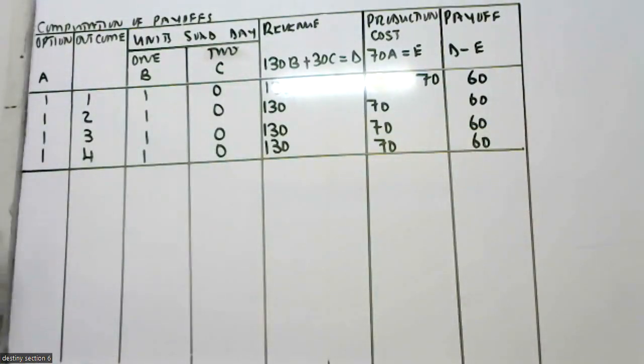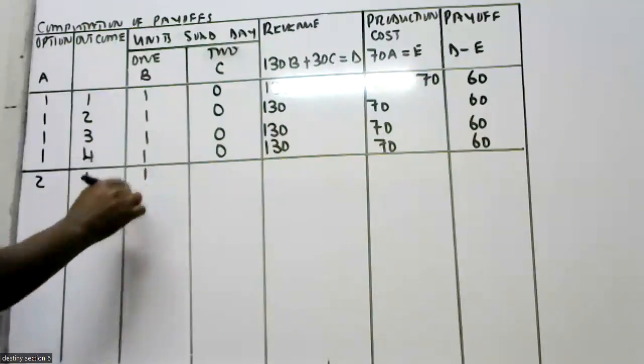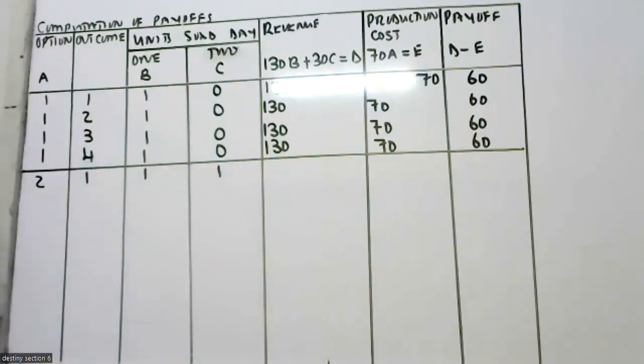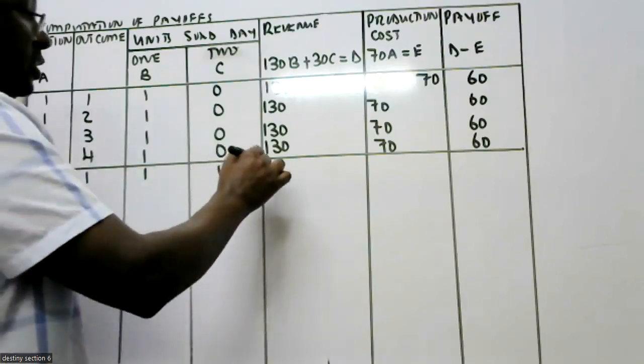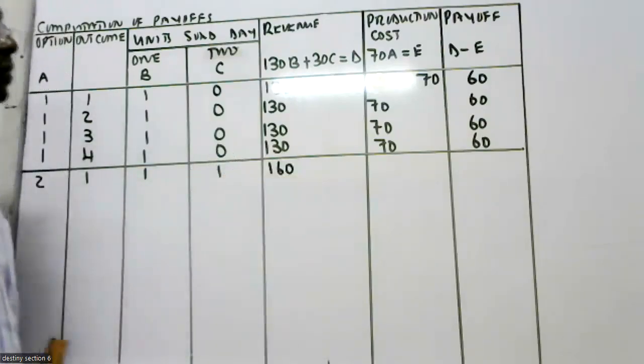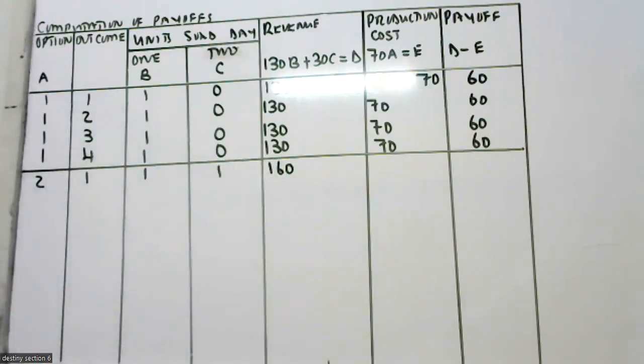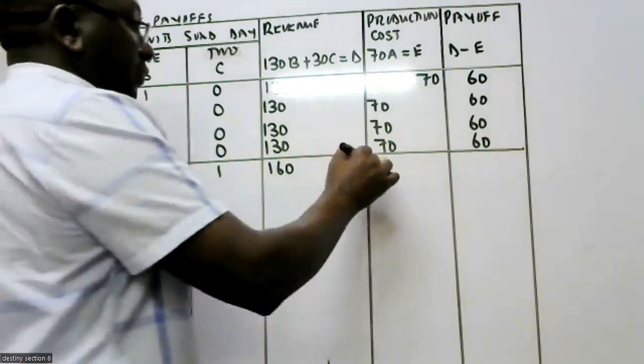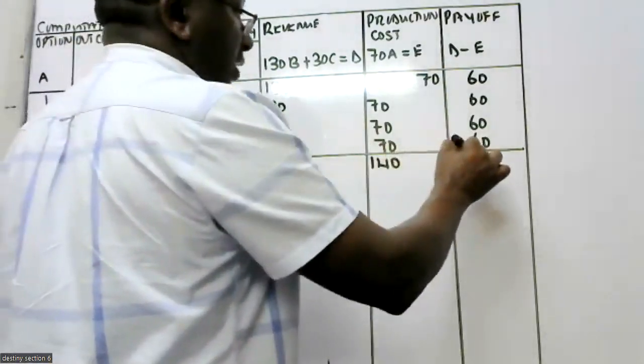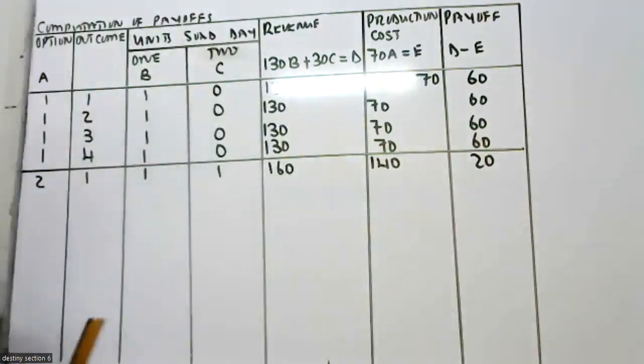Now, the second case, assume that now you are producing 2. But demand turns out to be 1. So how many do you sell that same day? One. The second day you sell? One. Now the revenue will be 130 plus 30 that will give us 160. Then the cost is 140. So that gives us a profit of 20.